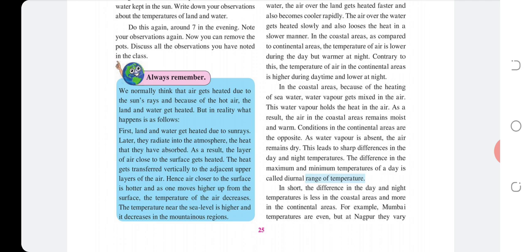The heat that they have absorbed, as a result, the layer of air close to the surface gets heated. The heat gets transferred vertically to the adjacent upper layer of the air. Hence, air closer to the surface is hotter, and as one moves higher up from the surface, the temperature of the air decreases. The temperature near the sea level is higher and it decreases in the mountainous region.